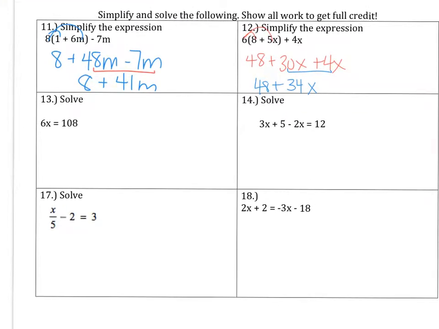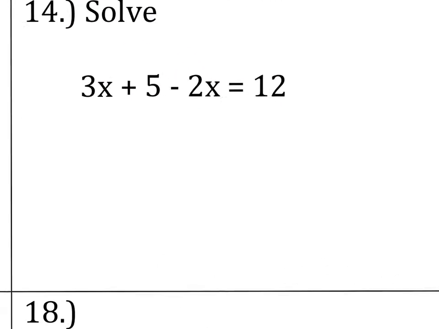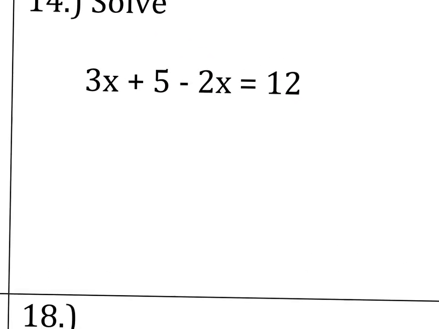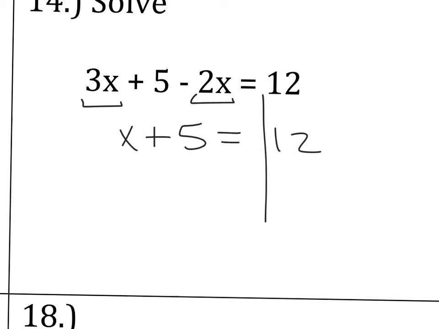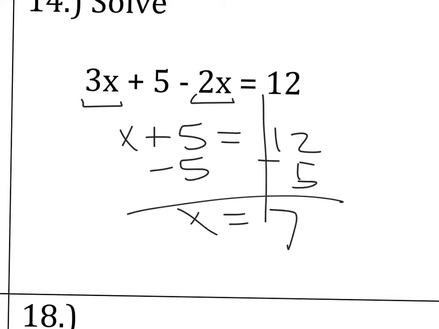Okay, these we solve. We divide by 6. So you do 108 divided by 6. You get 18. That's it. This one here, we got family members on the same side again. 3 minus 2 is 1x, or just x. And we subtract 5. We get x equals 7.